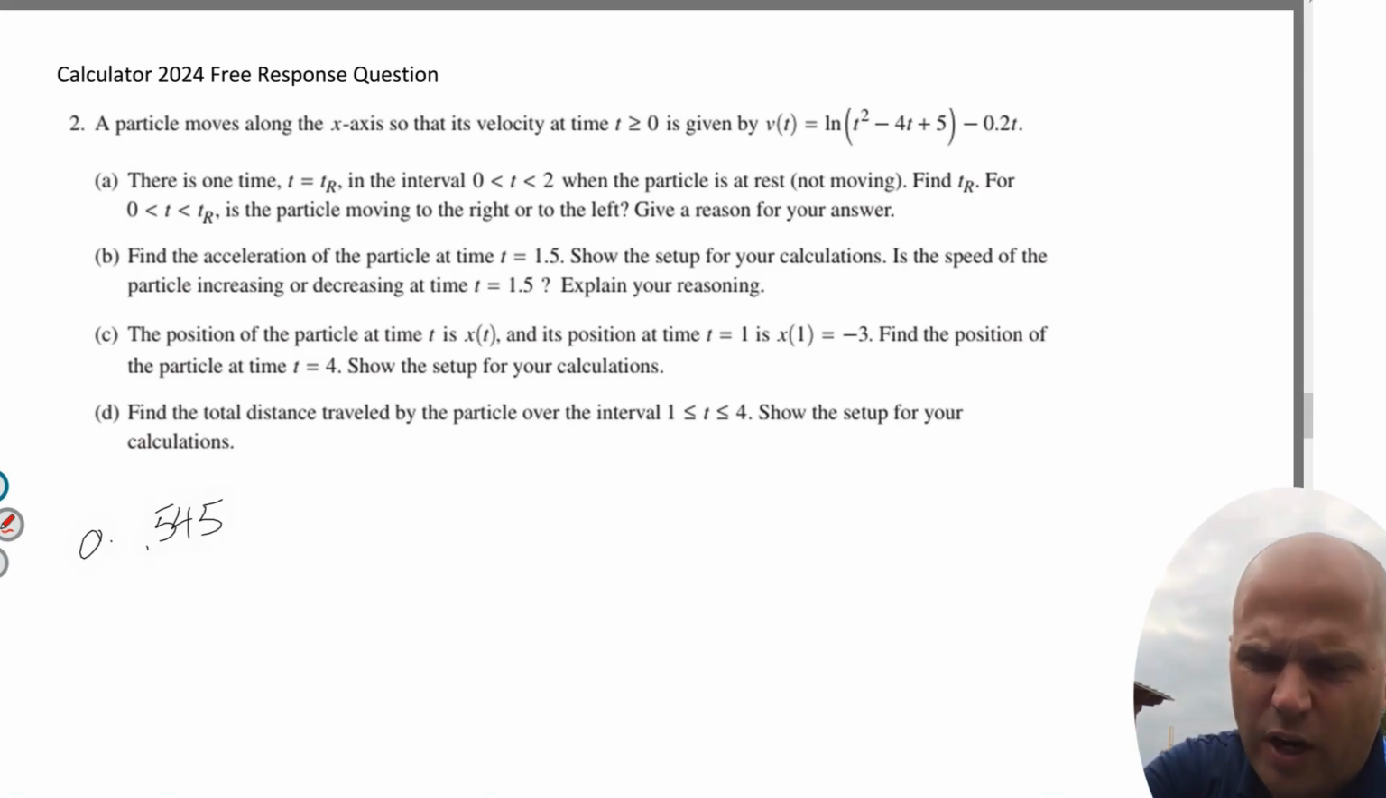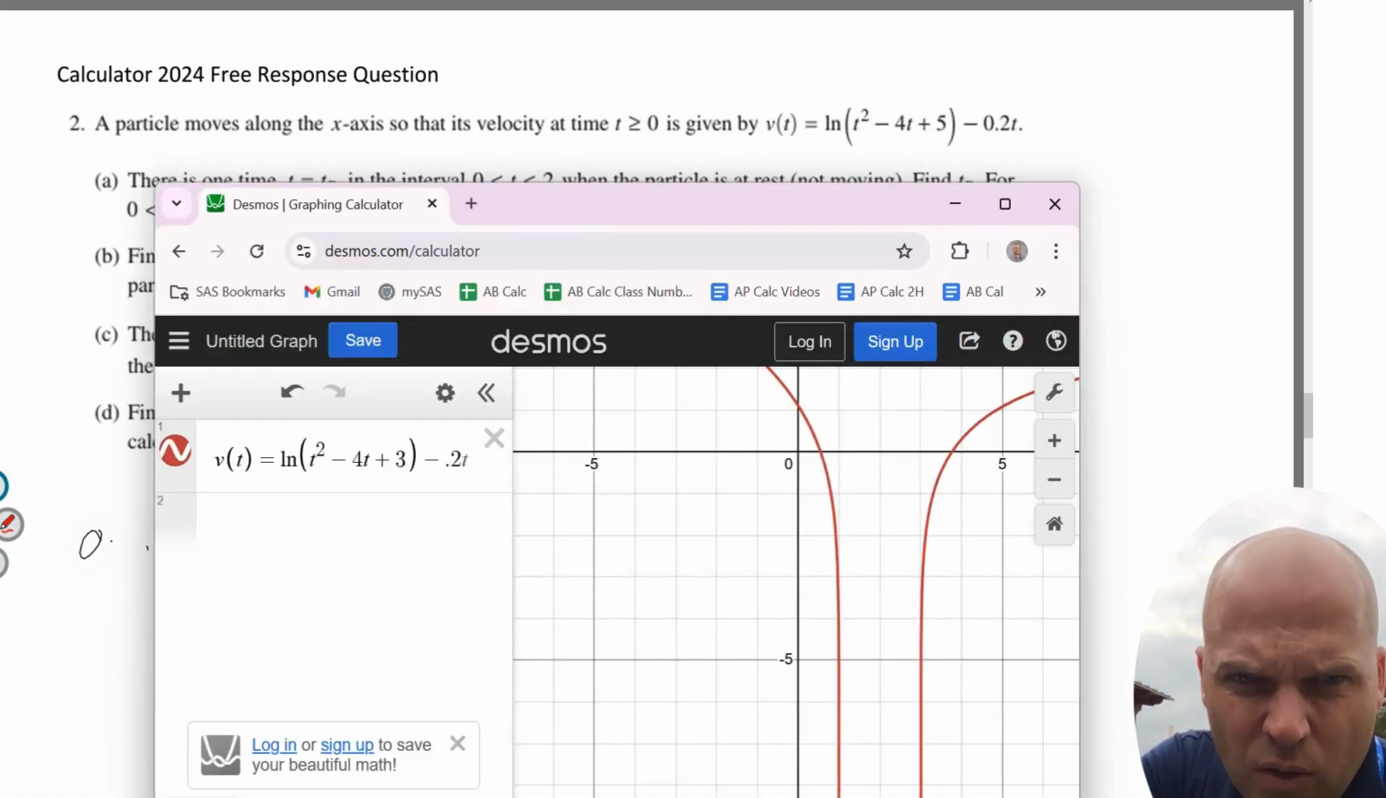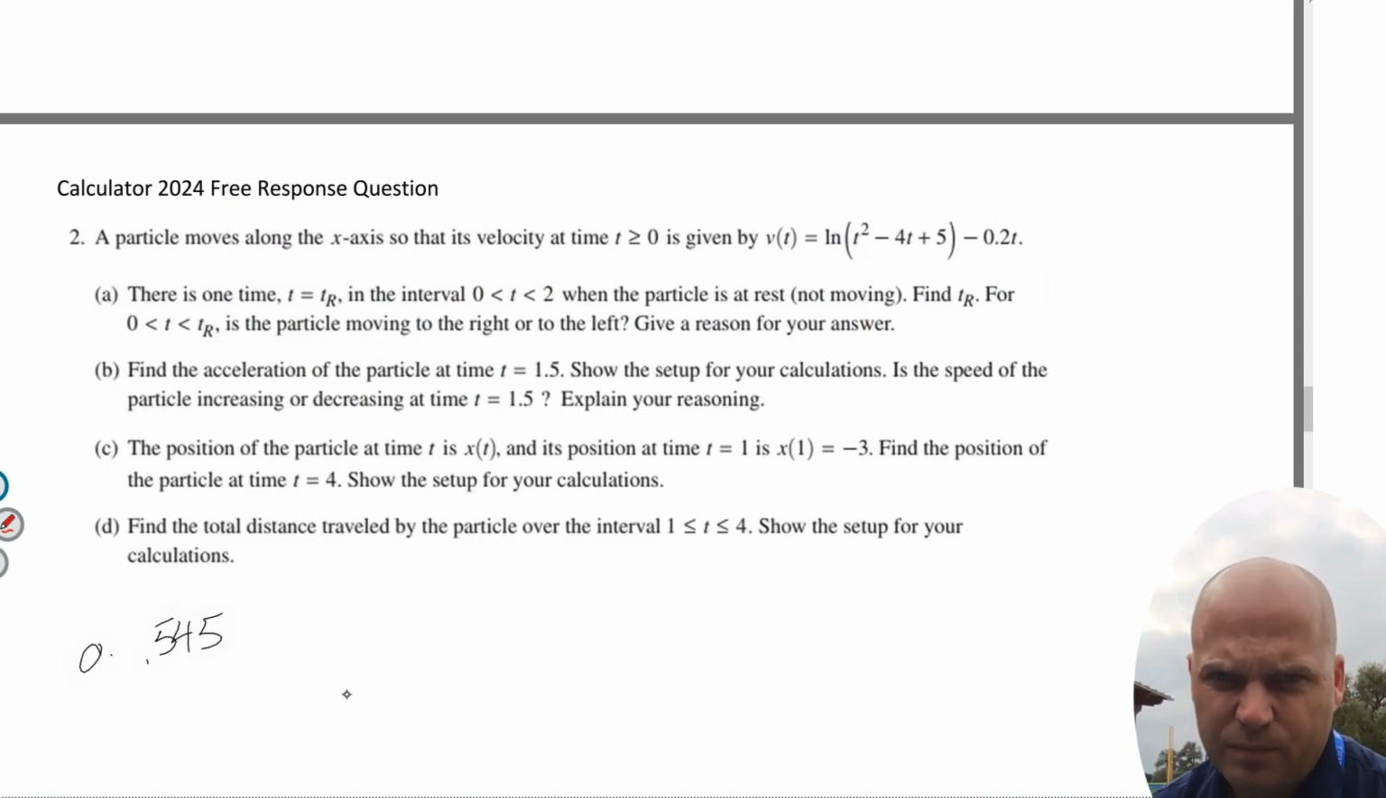Is your particle moving to the right or to the left? Well, my derivative is positive. So V.